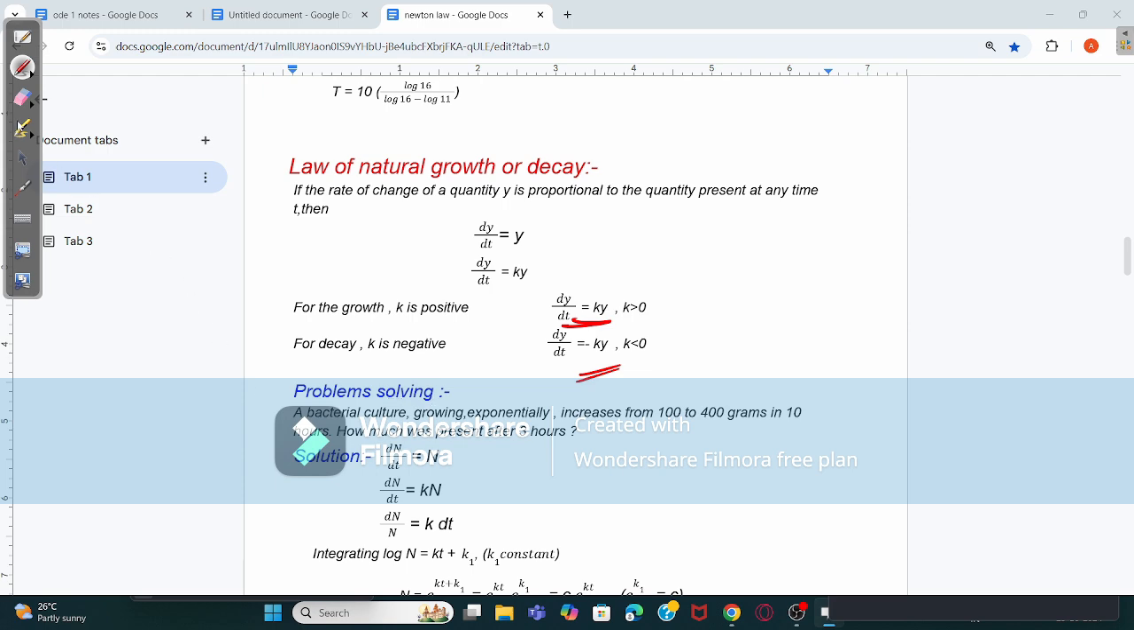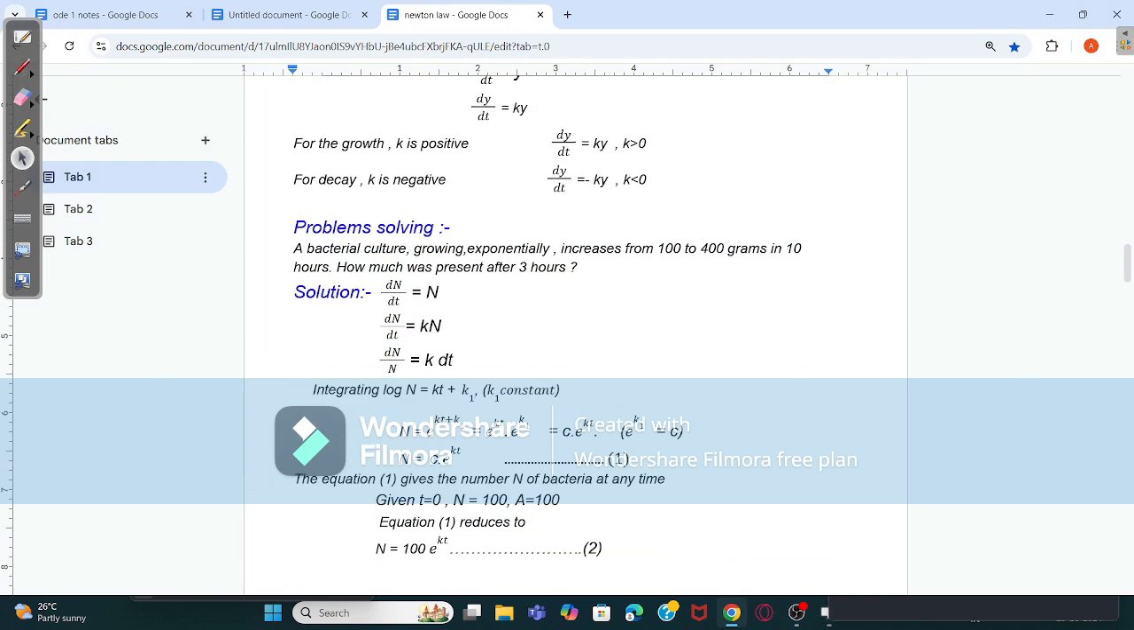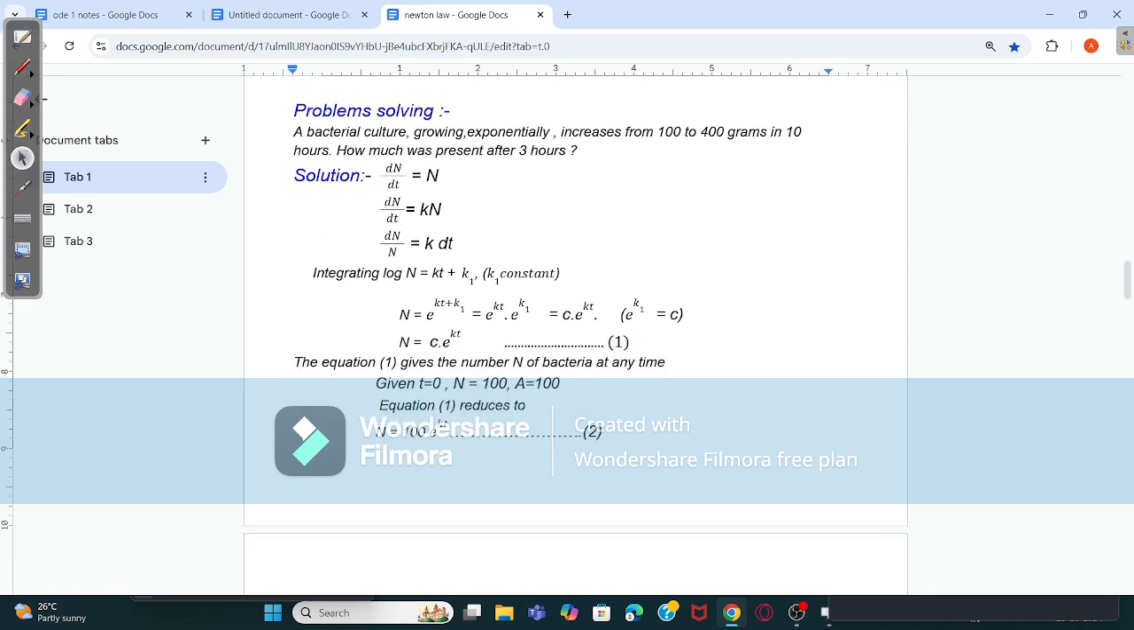Now this is an example problem which has been given. A bacterial culture growing exponentially increases from 100 to 400 grams in 10 hours. How much was present after 3 hours? It means it is growing from 100 to 400 grams in 10 hours. Then how much will it grow in 3 hours?